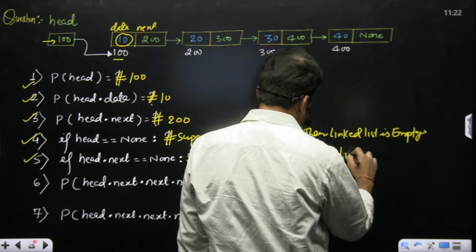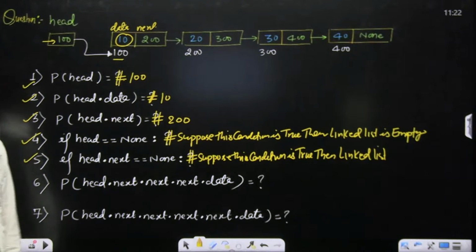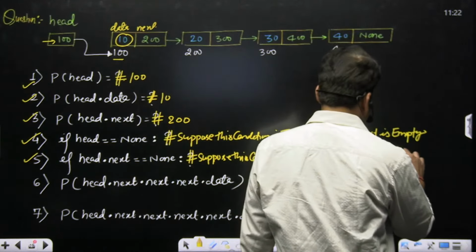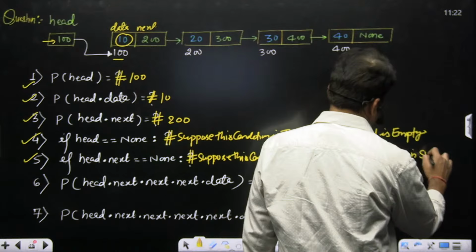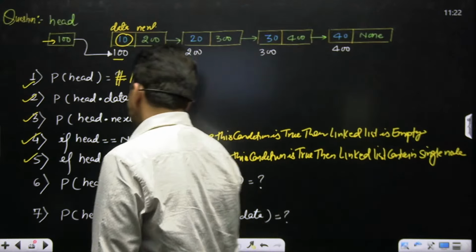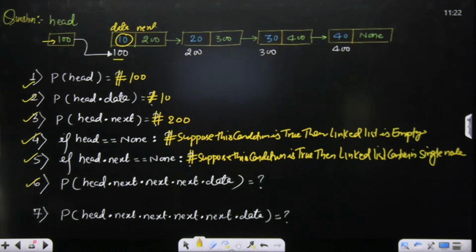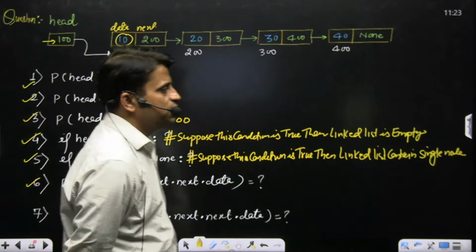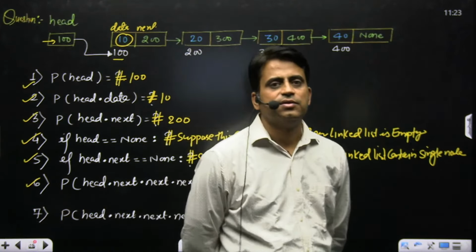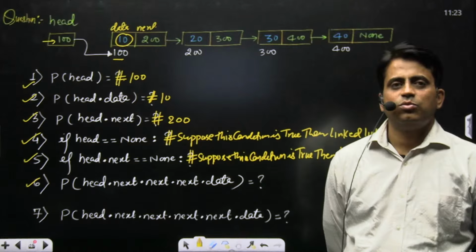Then what is the meaning of this one, student? Linked list contains single node, right? Then the linked list has a single node. Okay. What is the output of this one, student? Yes, everyone reply. What is the output of line number 6?